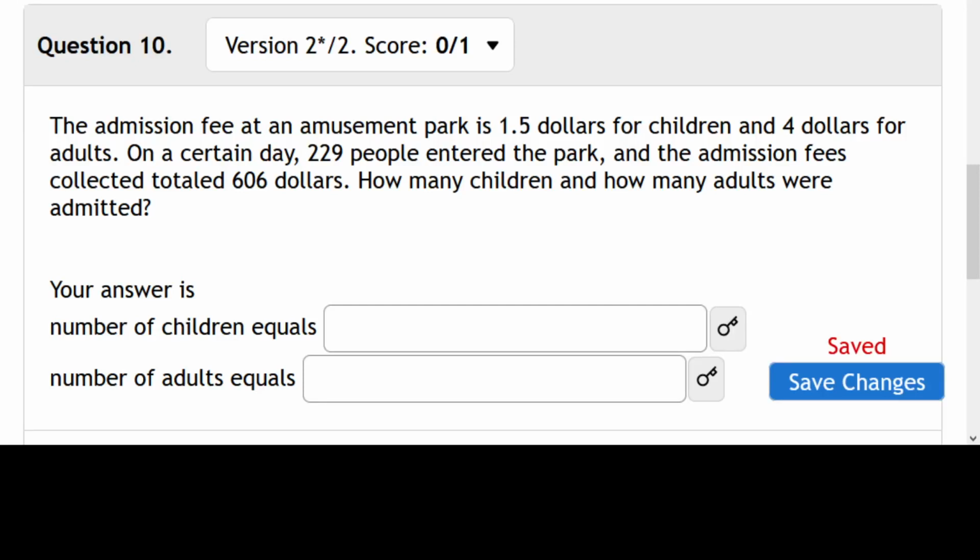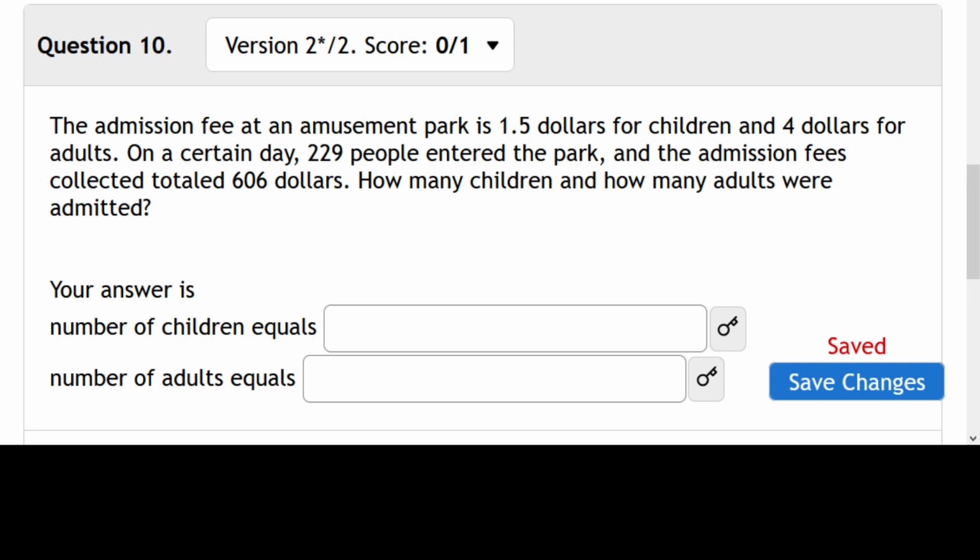Okay, this is problem number 10. This is assignment 3-2 in Algebra 1. So we're talking about solving systems of equations using the substitution method. So here we have another story problem, word problem. So again, the key here is to just look through the problem, read through it, pick out the key words, and try to set up some equations that represent the situation.